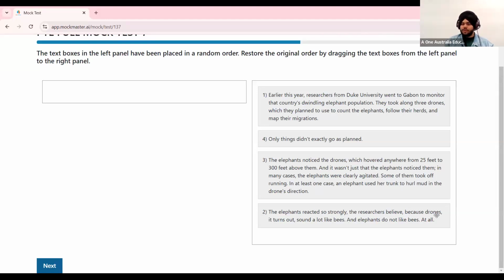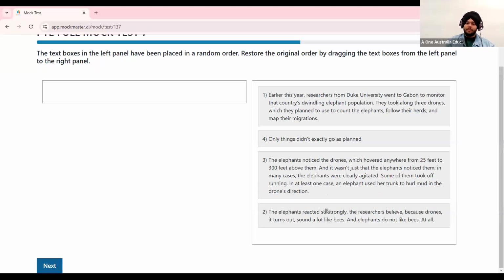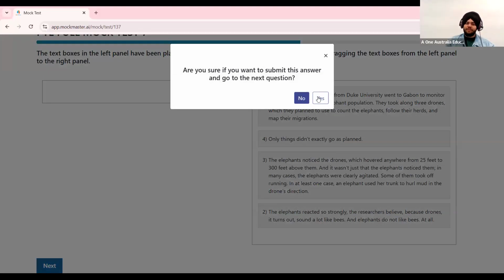Now the thing is, it says because drones, it turns out, sound a lot like bees, and elephants do not like bees at all. Now what I can do is, if I'm not sure, my number 2 can come before number 3. My number 3 can come before number 2 because both of them make somewhat sense. But the thing here is, I have to check which of these two sentences is going with my number 4, basically. Okay. So if I see this here, earlier this year, researchers from Duke University, blah, blah, blah. I know for a fact that my number 1 and number 4 is a pair. Okay. Now the elephants will notice the drones, and then the elephants reacted so strongly. So what is their reaction? So this is their reaction. Okay. That means my order is 1, 4, 3, 2.